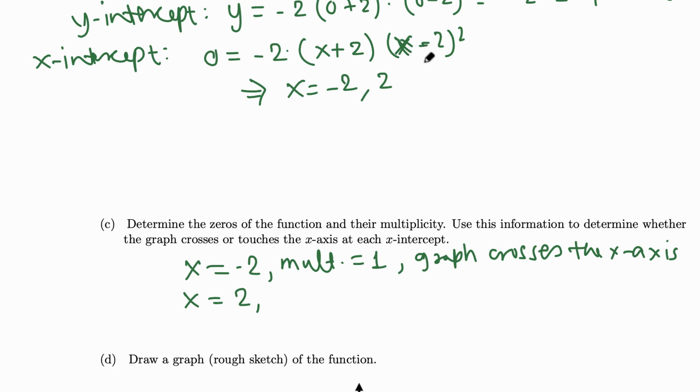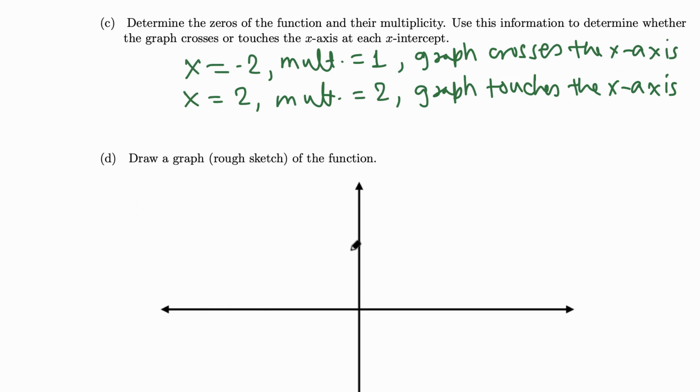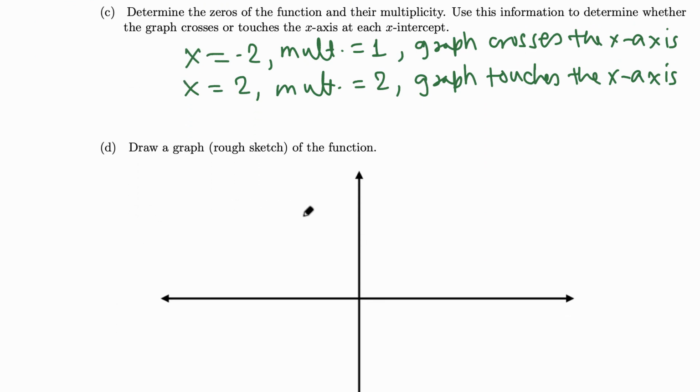and it's coming from x minus 2 squared, that means multiplicity 2. When the multiplicity is an even number like 2, 4, 6, then the graph will just touch the x-axis. So the graph touches the x-axis. Now based on this, we need to draw a rough sketch.